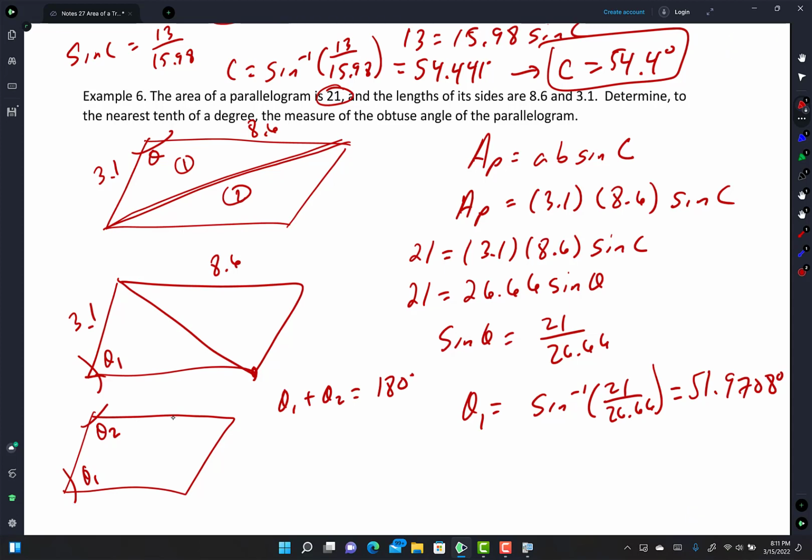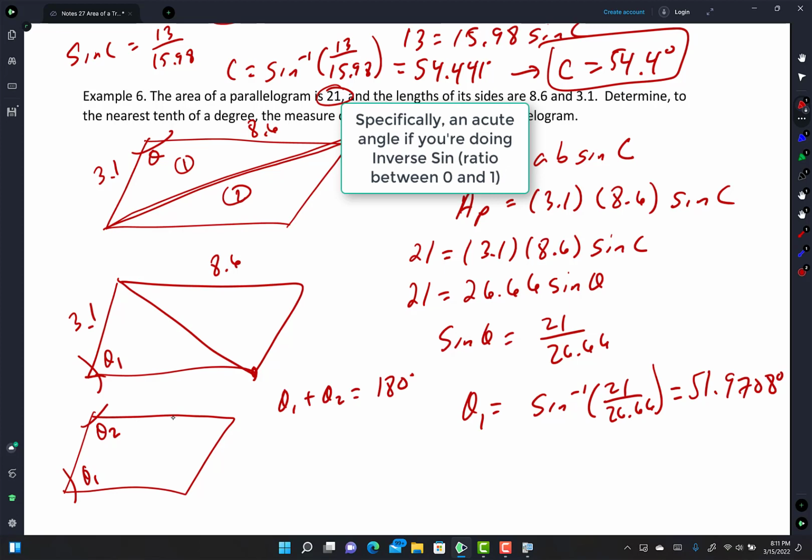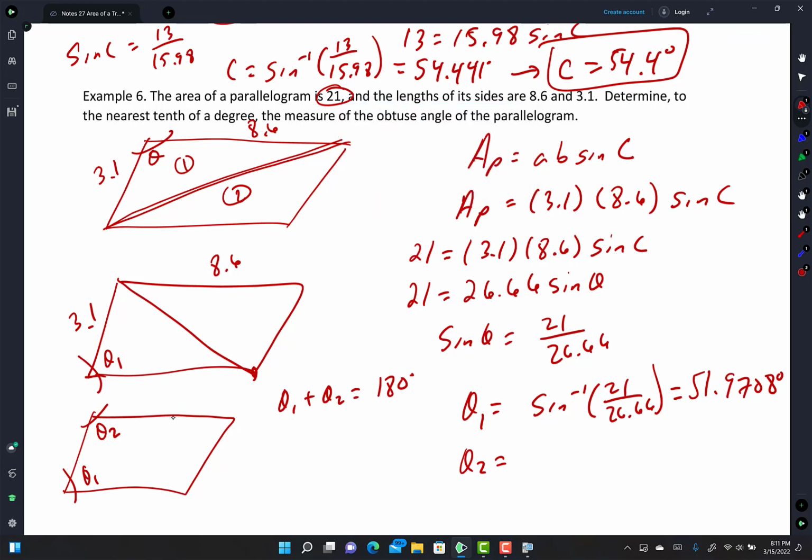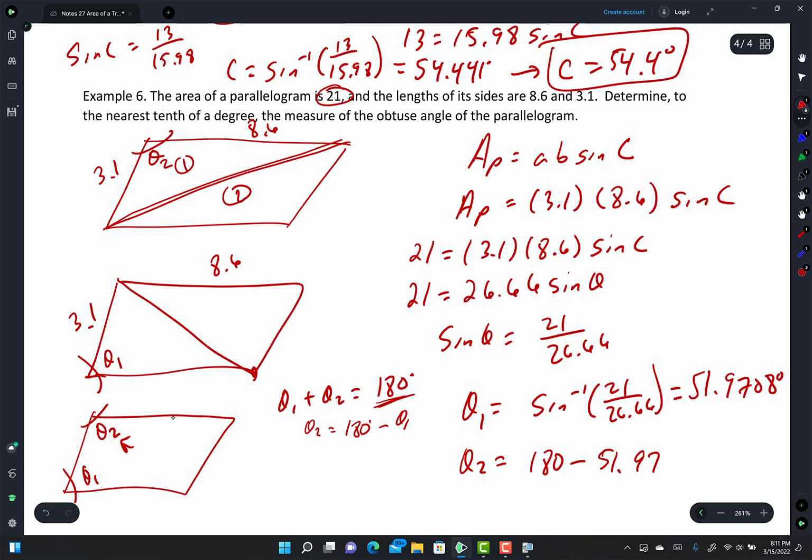Plus, you should also have some background on your theta. Anytime you do the inverse of any ratio, as long as the ratio is between 0 and 1, it's always going to give you an acute angle. Always. So how do I figure out theta 2? Well, just subtract it from 180, guys. You can say theta 2 is equal to 180 minus theta 1, which is the one that we want. So I'm going to write theta 2 there. So I'm going to go 180 minus 51.9708 degrees, which is going to give me my exact.